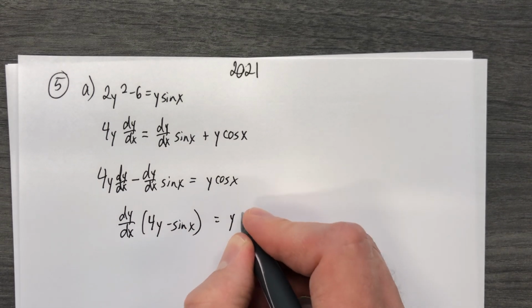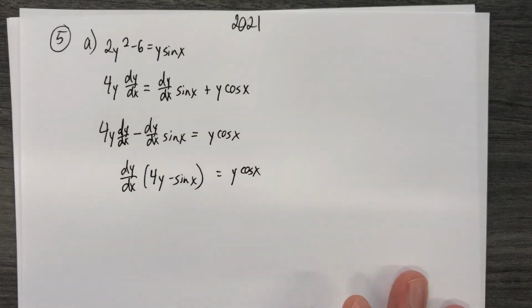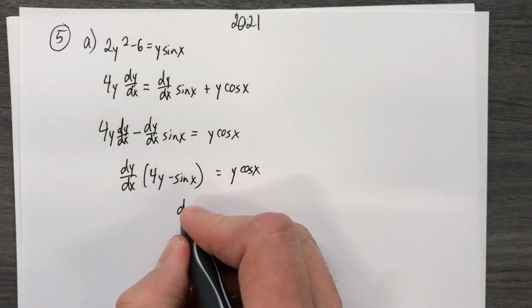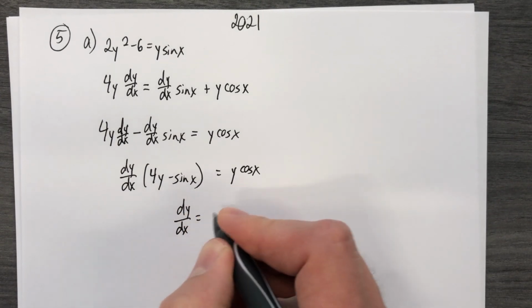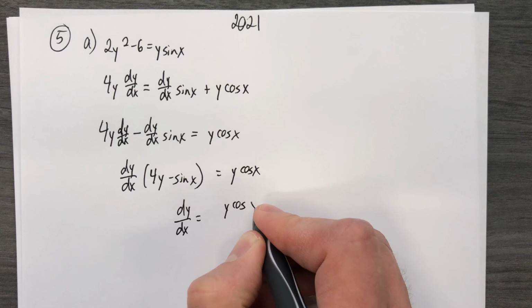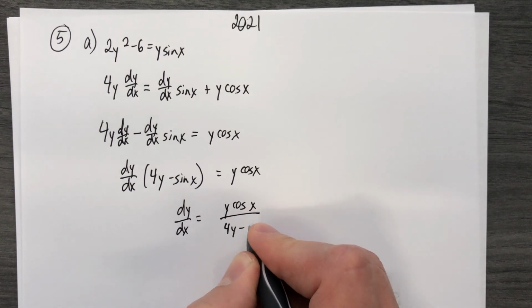So obviously you know what you're aiming for. They've already told you what the derivative is. Now we're just going to work our way there. So dy over dx equals y cosine x over 4y minus sine x.